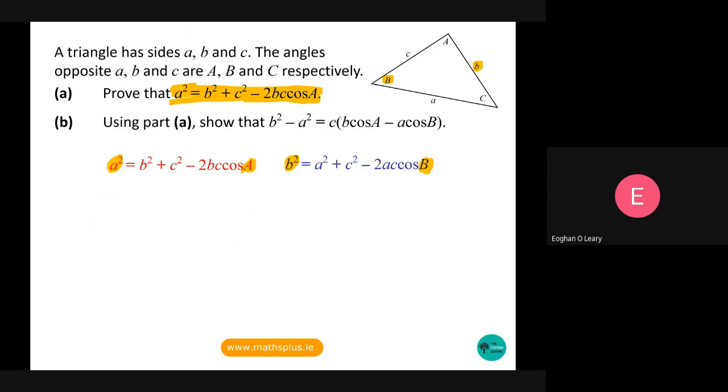So you could have C by itself. You could have C squared equals a squared plus b squared minus 2ab cosine C. Any of those possibilities, they're all fine.